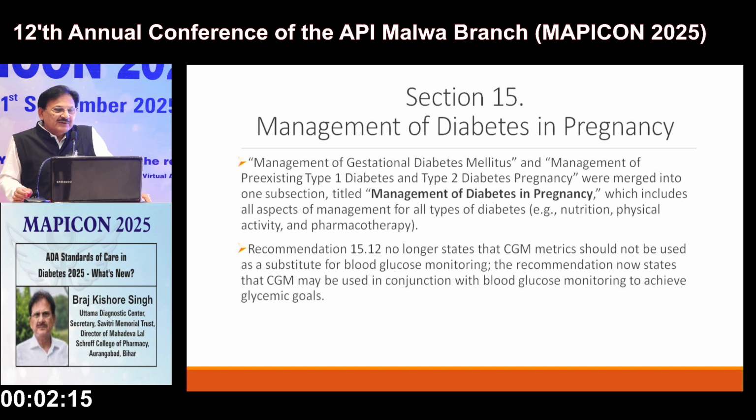So it includes all aspects of management of all types of diabetes: nutrition, physical activity and pharmacotherapy. And the recommendation no longer states against CGM. In pregnancy also CGM can be used. Initially it was not prescribed in pregnancy, but now it can be used, in conjunction with blood glucose monitoring, to achieve glycemic targets. So CGM comes in a very good way. GLP-1 receptor agonists have come again, not only in the treatment of cardiac conditions, but also in CKD patients.